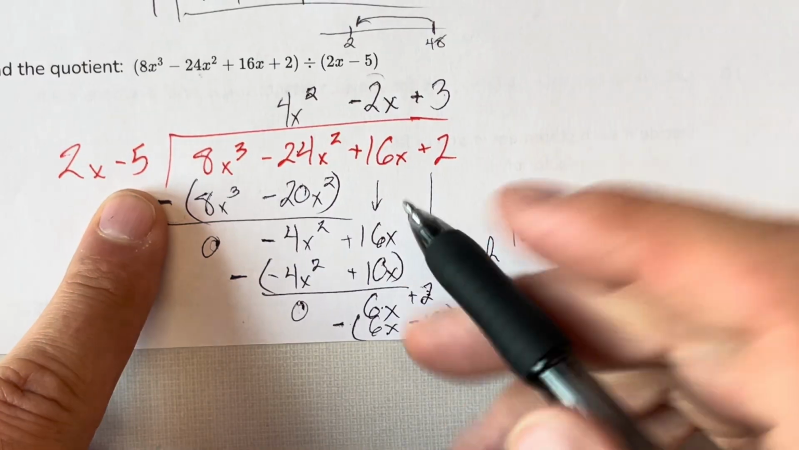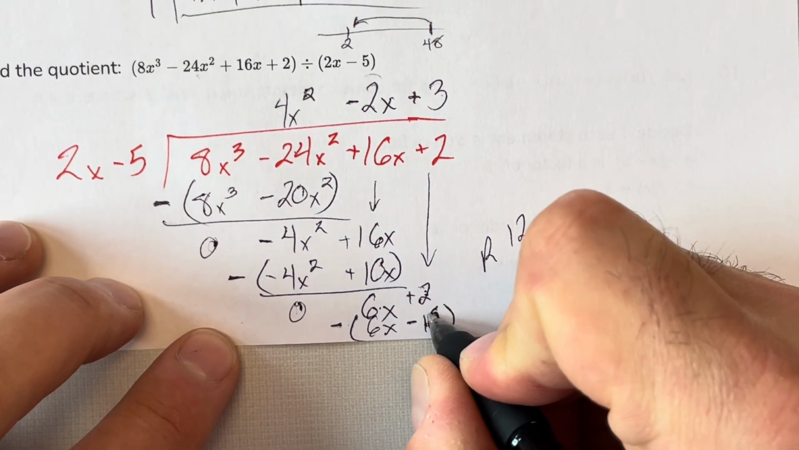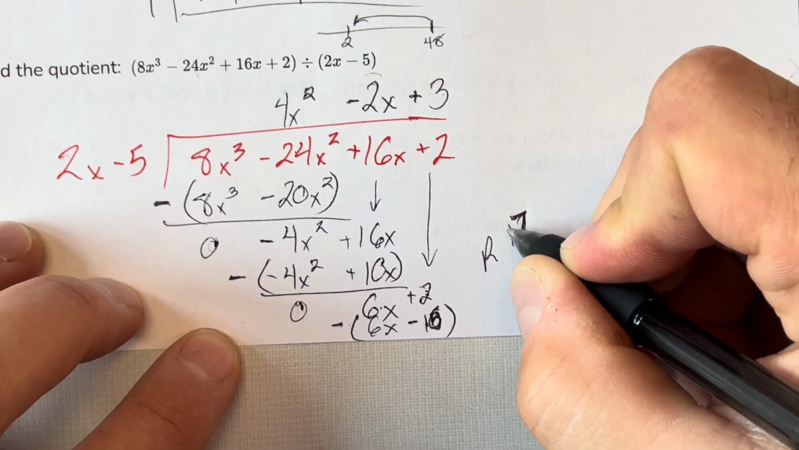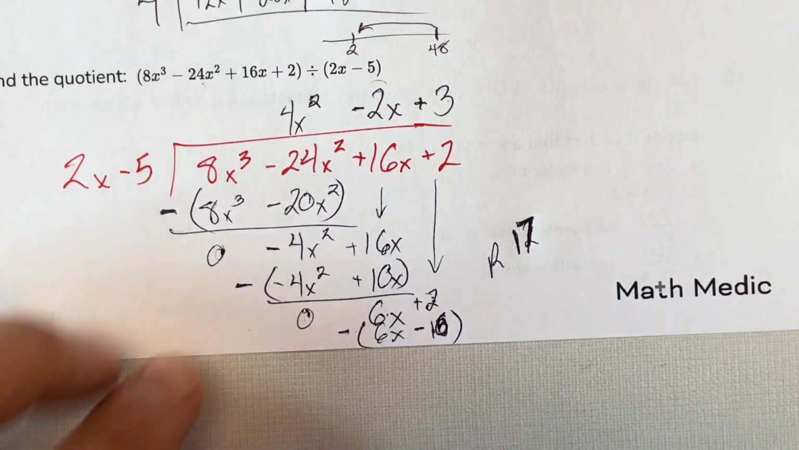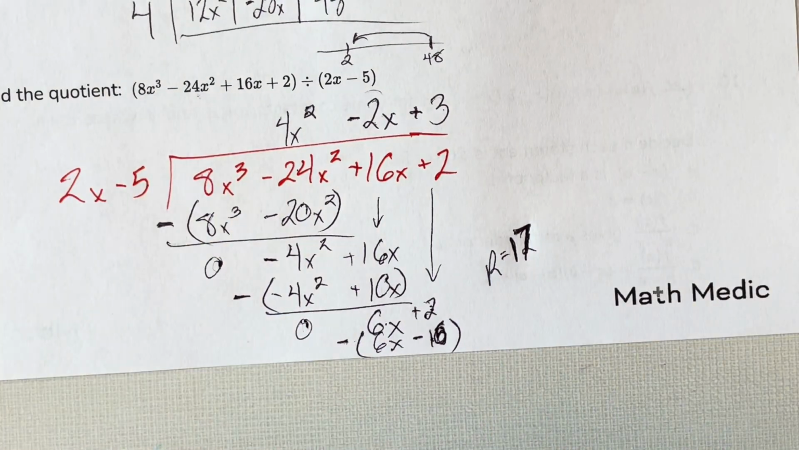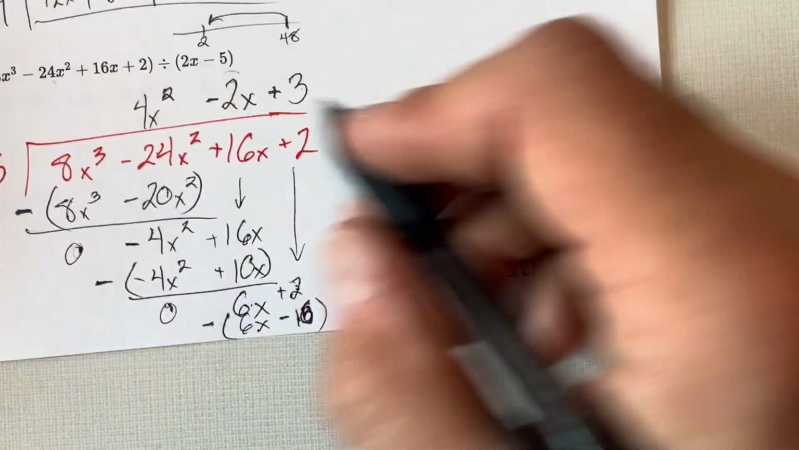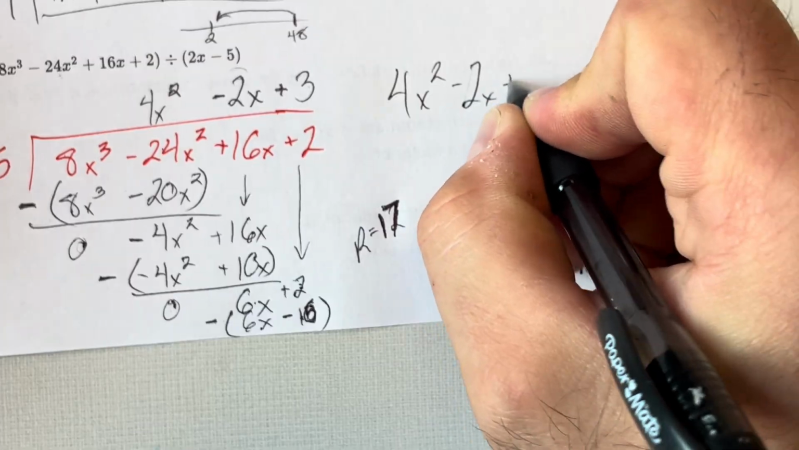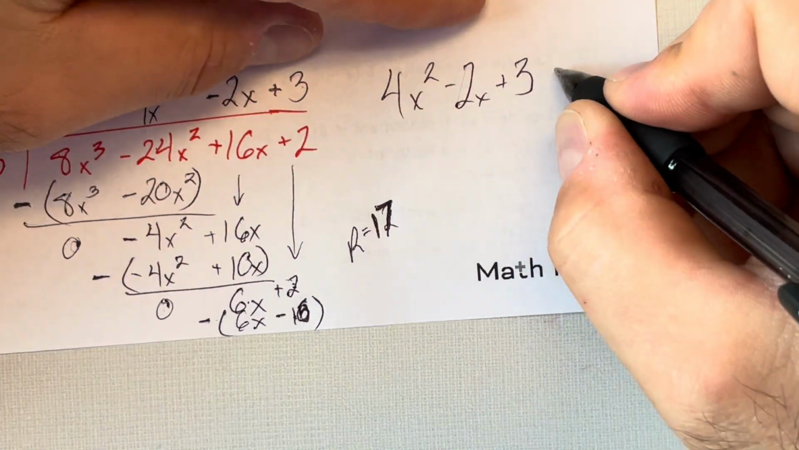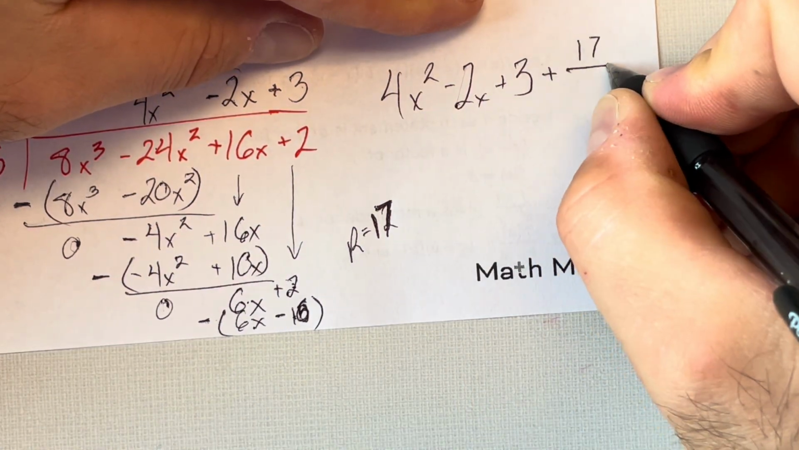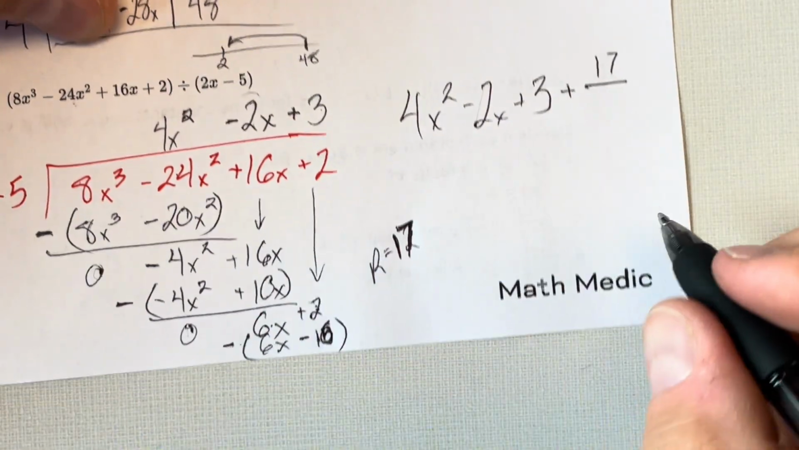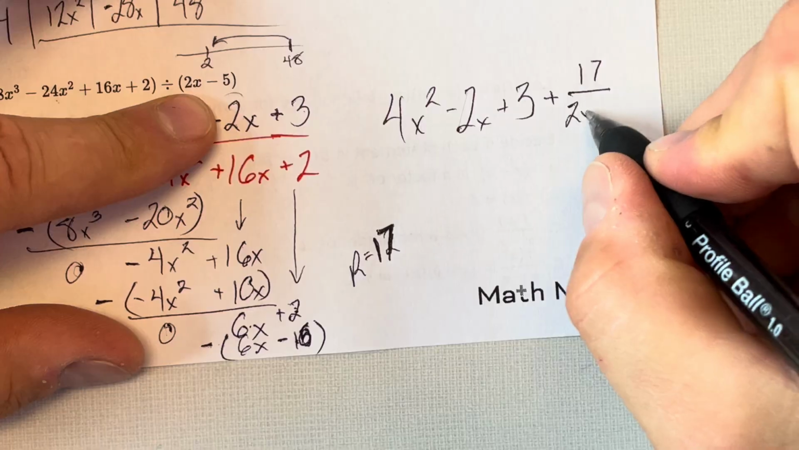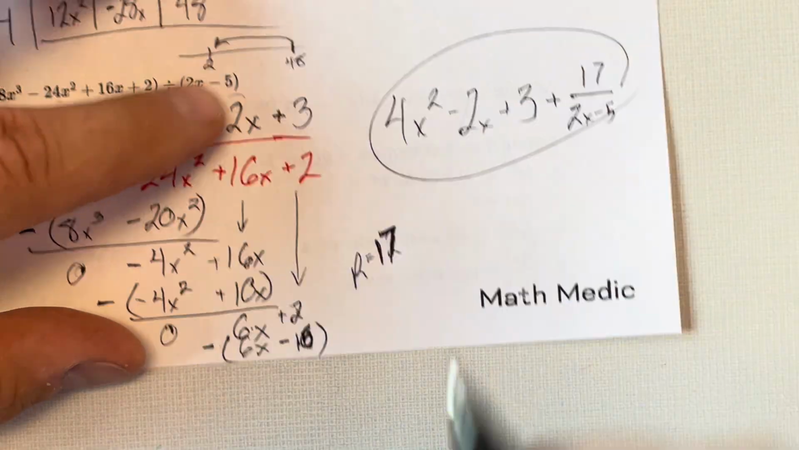3 times 5 is 15. Okay, so 15. I'm an idiot. And 17 is what we would get as our remainder. Boy, oh boy, so many opportunities to make a mistake. Our remainder is 17. How do we write this as our quotient? Put it all together: 4x squared minus 2x plus 3 plus 17 divided by the divisor, 2x minus 5. And we are done with that.